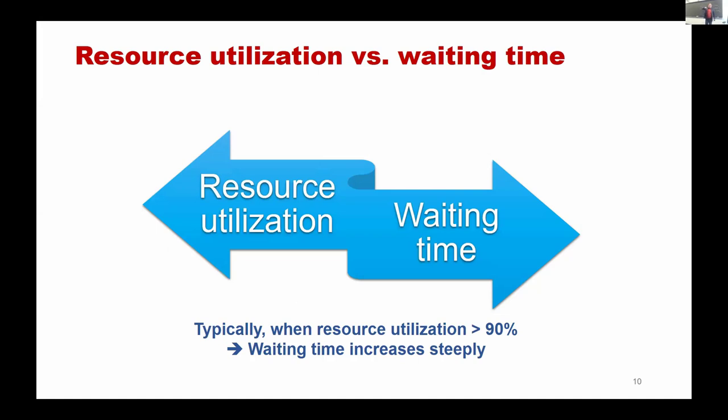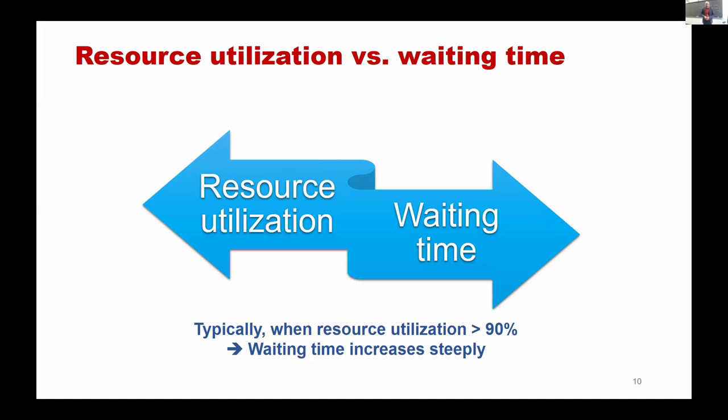When you try to increase resource utilization to become more efficient, you want your resources to be working 80% of their time. Of course, of their available time, I'm not talking about their total time, but the time they have to work. If I try to push that beyond 80%, the waiting times of my process are going to increase because I'll be creating queues.